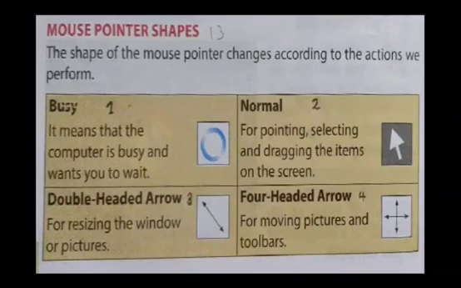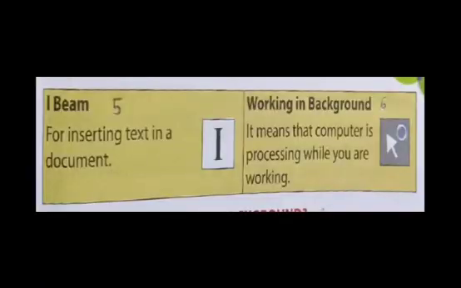Okay. Now, the second symbol refers to normal. For pointing or selecting or dragging some items on the screen, this symbol will appear. Now, number 3, double-headed arrow. This symbol will appear when you want to resize the window or some pictures. Number 4 is the four-headed arrow. This symbol will appear for moving pictures and toolbars.